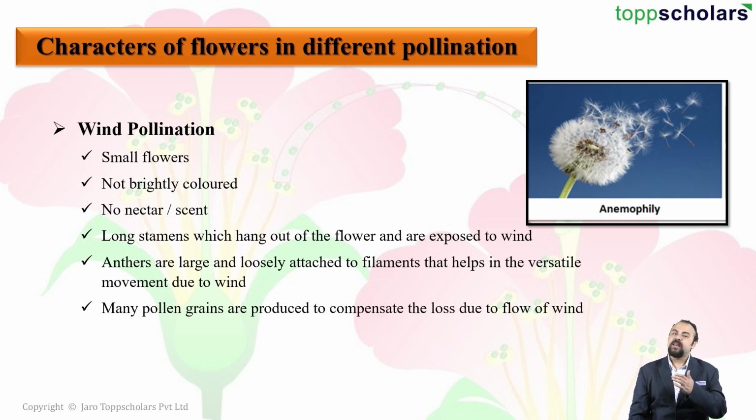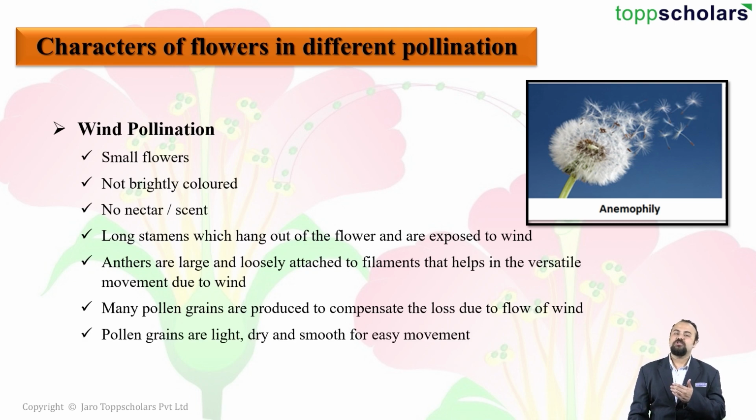Moving on, many pollen grains are produced to compensate for the loss due to the wind flow. See students, the wind might take the pollen grains in all possible directions. So to make sure that at least some pollen grains reach the stigma of particular flowers, it is necessary to have a large number of pollen grains. That is the reason many pollen grains are produced.